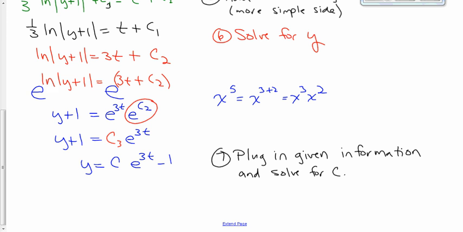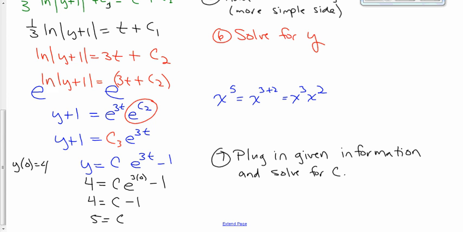So at this point, I knew that y of 0 was equal to 4. I'm not scrolling back up to show you. But y of 0 is equal to 4, which means 4 is what y is going to be when I plug in 0 for t. So I have 4 equals c e to the 3 times 0, minus 1. e raised to the 0 is just 1. So I really just have c times 1, which is c, minus 1. And then I can add 1 and get c is equal to 5.